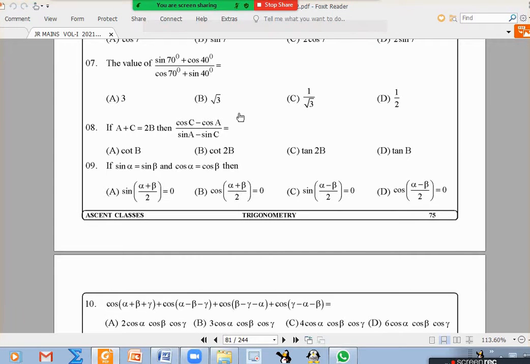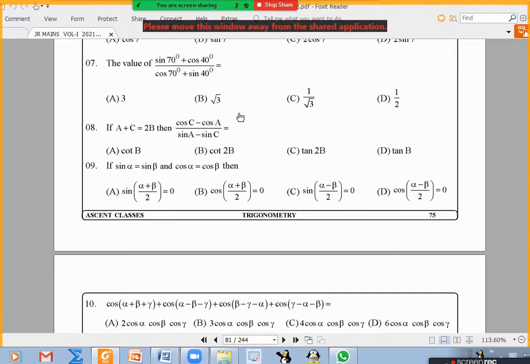They are quite easy. So we can use sin C plus sin D and cos C plus cos D. So either I have to convert sin into cos or cos into sin, because with one sin and one cos, I cannot apply transformations, right? Okay, 7th question.